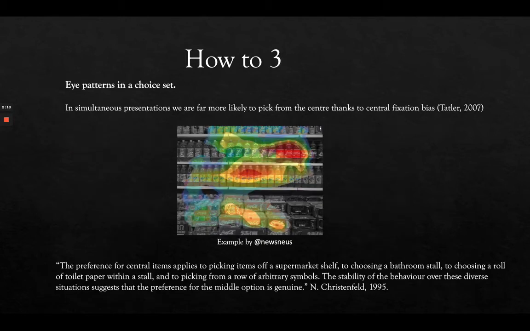How to 3. Eye patterns in a choice set. As we transition from sequential to simultaneous display, we need to understand what happens when users need to pick something and how to drive them towards our product of choice by using central fixation bias. This picture from Nielsen shows an eye map from a drink aisle of a store, and we can see a strong preference towards the center of the display. And yes, that's exactly where you want your products, but why is that? Well, the answer is a lot simpler than you think.